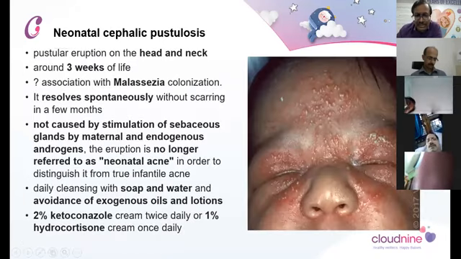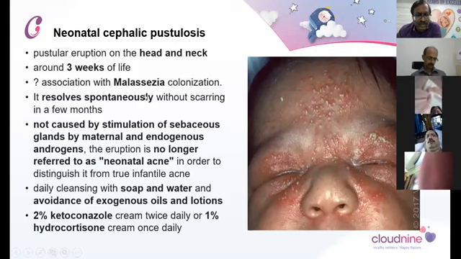Then we have neonatal cephalic pustulosis. Most of the time people use the word neonatal acne, but usually we should not be using neonatal acne for this lesion. I will tell you why. This is commonly seen around 3 weeks of age. There is some correlation with Malassezia, and it resolves spontaneously without any scarring, but it may take a few months. It looks like acne, but if you see the pathology, there is no involvement of a sebaceous gland. So this word neonatal acne we should not be using for this type of lesion.